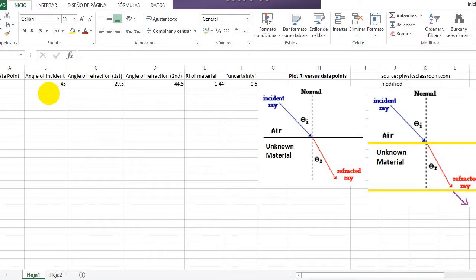Hi everyone, Mr. Kakmar here with an introduction to how to use Excel, and I'll be doing it through a lab we did recently, the Refractive Index lab. Just a note before we begin.